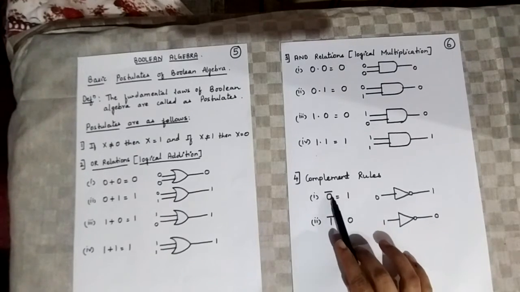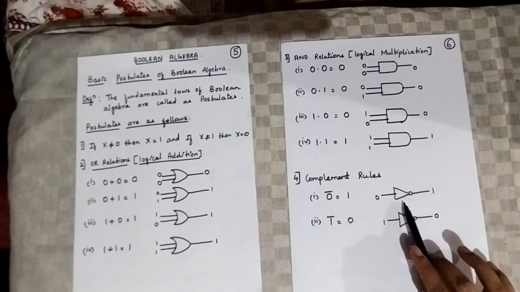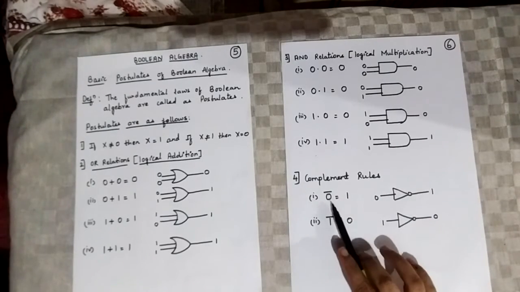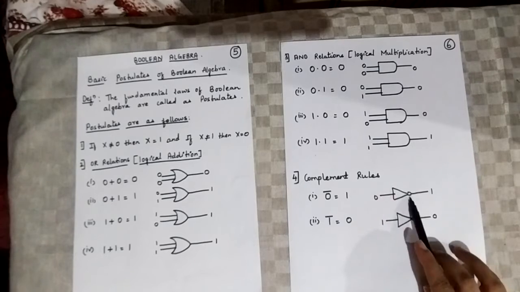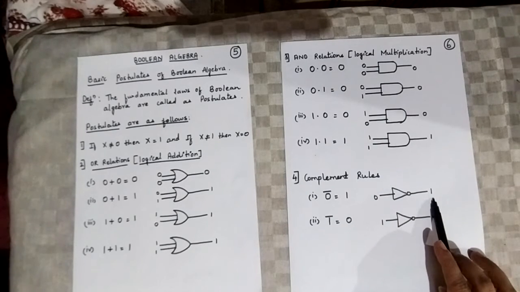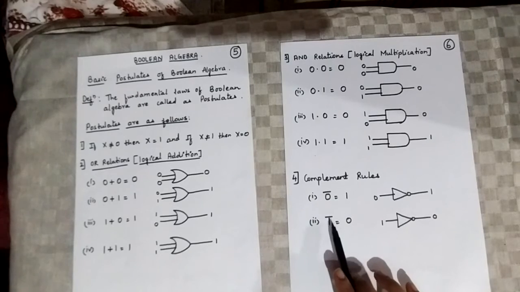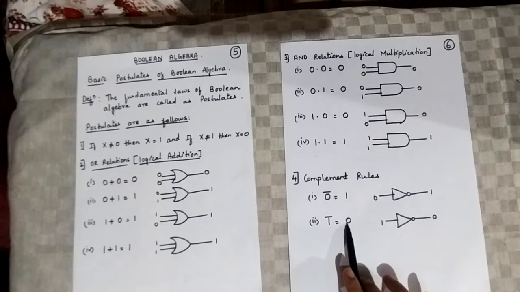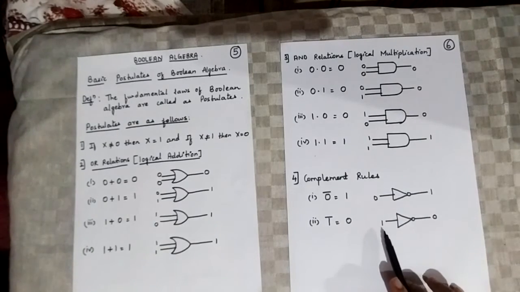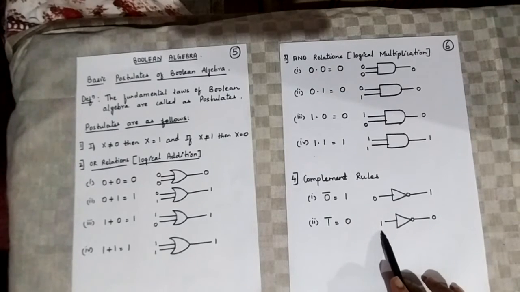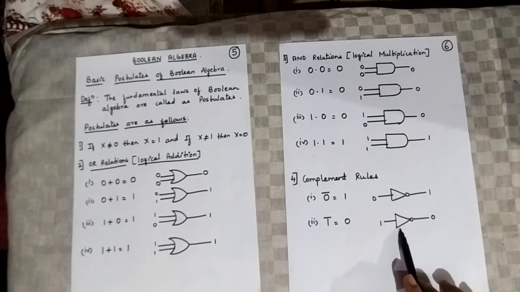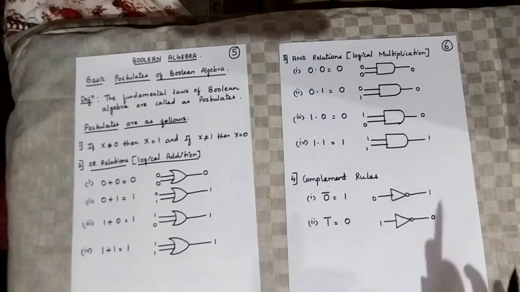Since we are going to invert the value here, we are going to take a NOT gate. So here we are providing input as 0, which is going to invert and give the value as 1. Moving to the next one, it says 1 complement. So when we say 1 complement, it results in 0. So again, a NOT gate has to be applied. So taking the NOT gate, we have 1 as the input. When we provide 1 as the input to the NOT gate, it is going to result in 0.